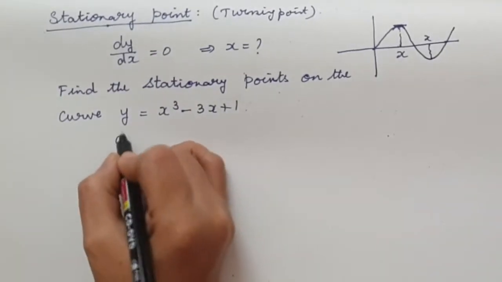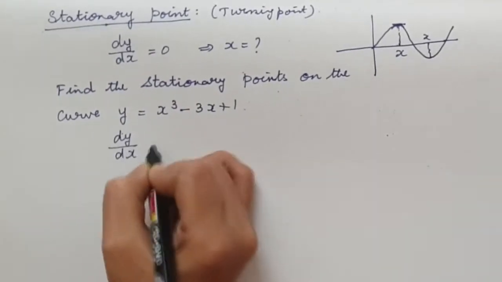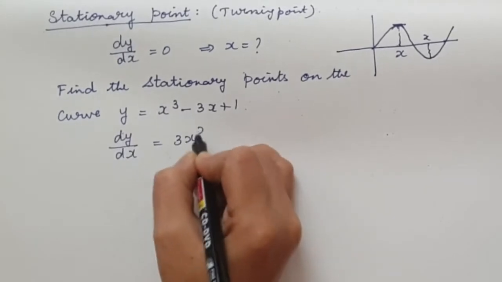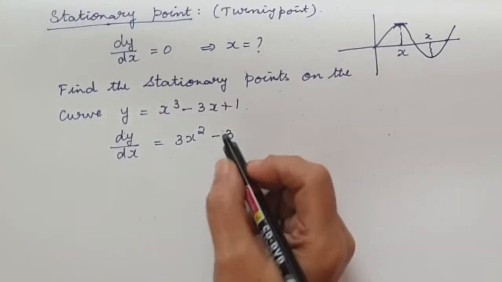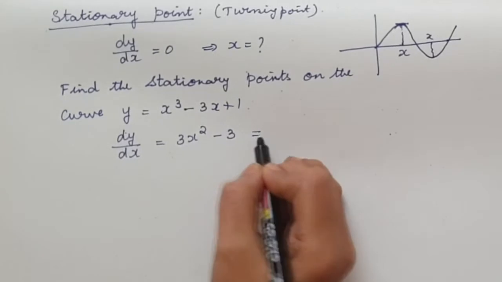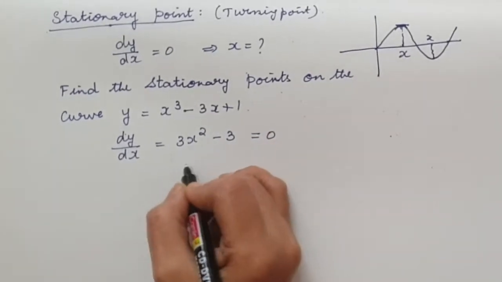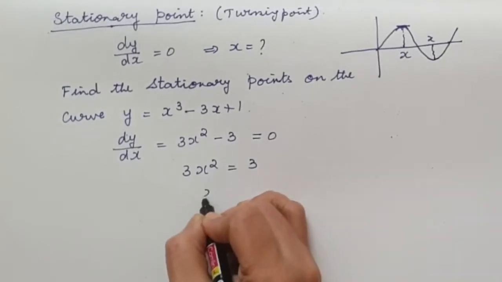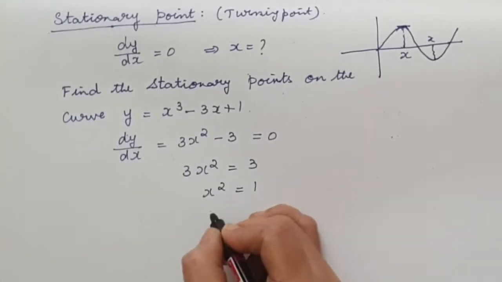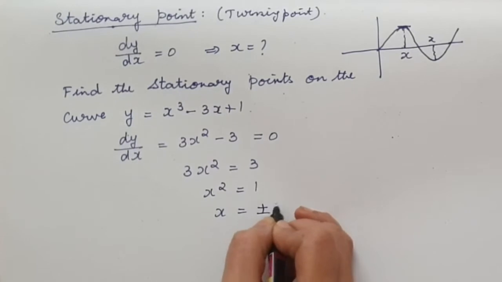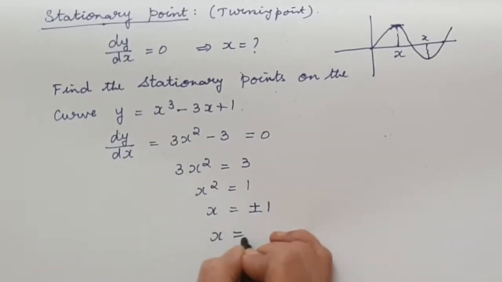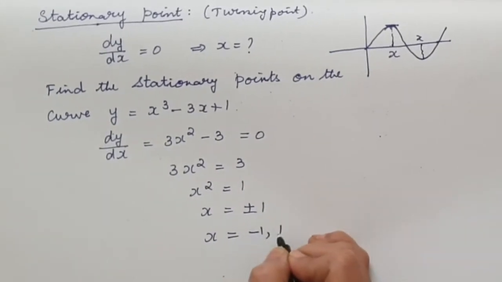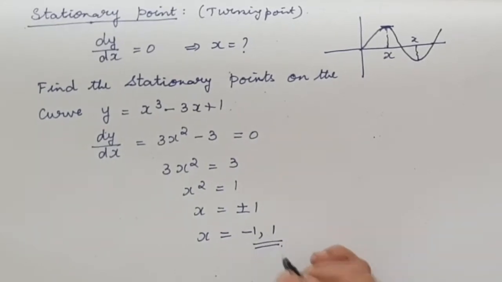So now we'll differentiate it. dy over dx will be equal to 3x squared minus 3. Now in order to find the stationary point, we equate it to 0. So 3x squared will be equal to 3, so x squared will be equal to 1. So x will be equal to plus or minus 1. So x equal to minus 1 and 1 are the stationary points.